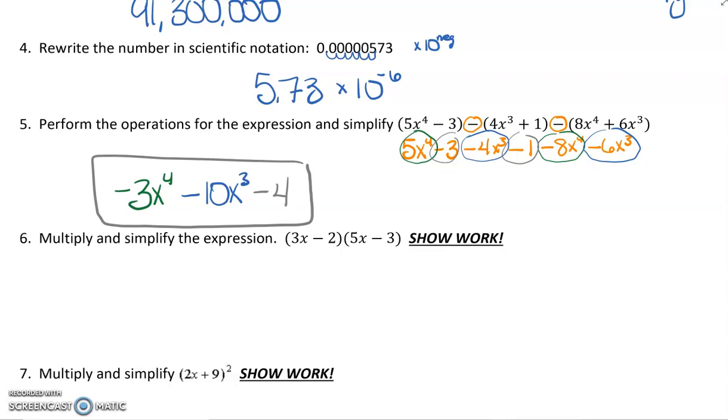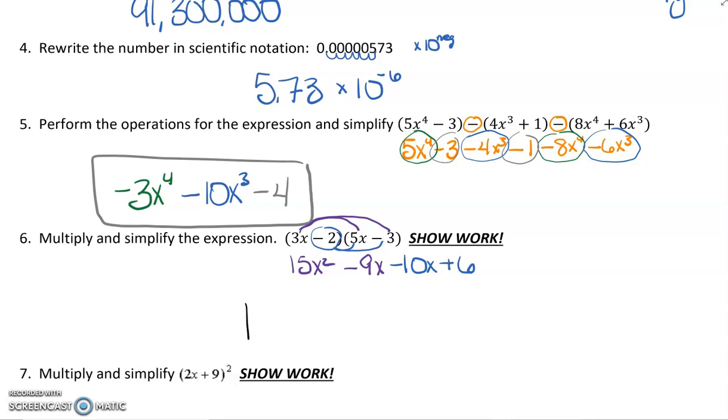Number 6, you are going to have to show your work. That means if you do not have work shown, you will lose points. 3x times 5x is 15x squared. 3x times negative 3 is negative 9x. That distributed the 3x. Now I need to distribute the negative 2. Negative 2 times 5x is negative 10x. Negative 2 times negative 3 is positive 6.